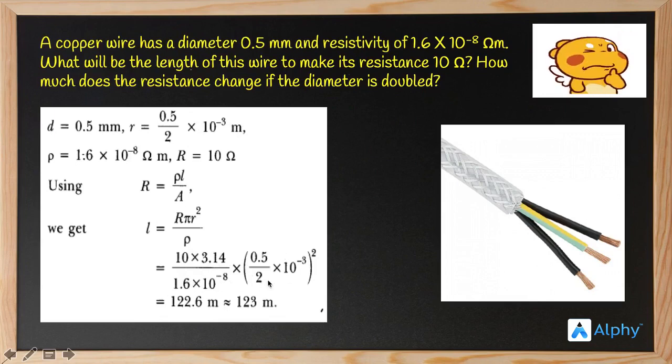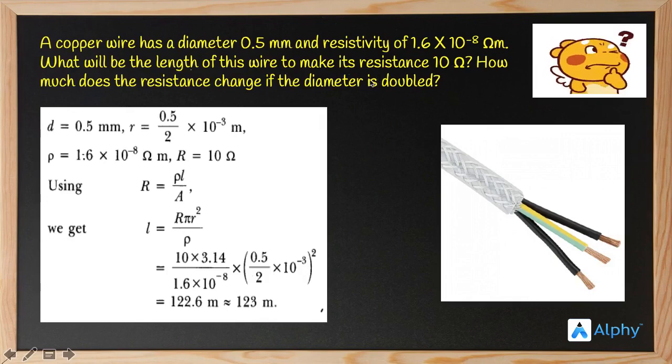Now if we solve this, we get 122.6 meters, which we can just write as 123 meters. Instead of calculating in decimals, it is easier for us to round to the nearest whole number. So the length should be 123 meters to get the resistance as 10 ohms.